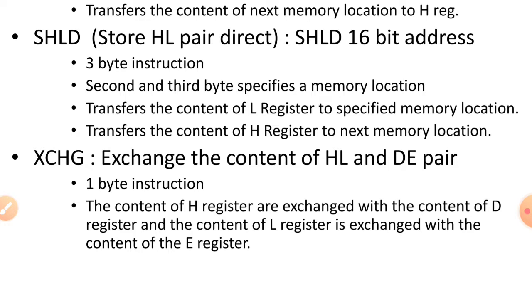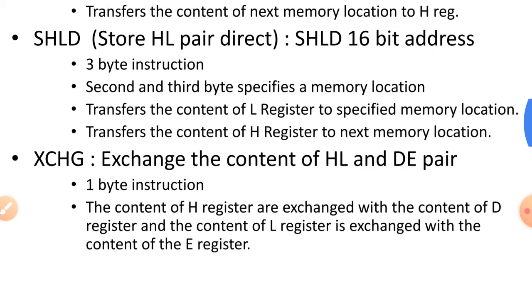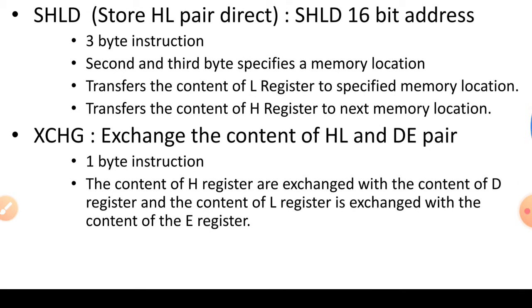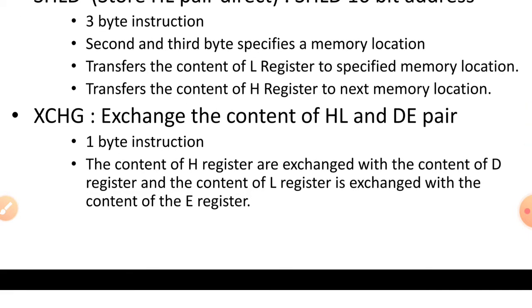the memory. So, the syntax of SHLD is SHLD 16-bit address. Of course, it is again a 3-byte instruction, where the second and third byte represents the memory location where the content of the HL pair will be stored. So, what it will do? It will transfer the content of the L register to the specified memory location.